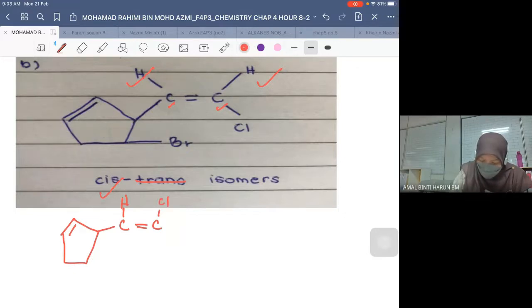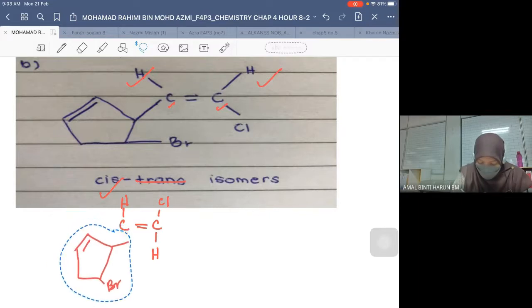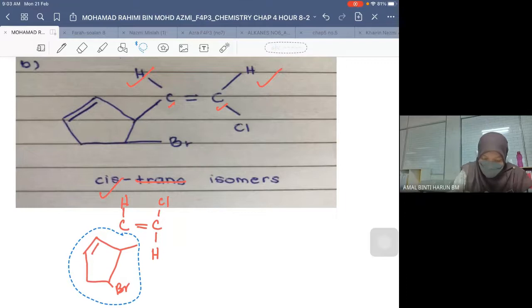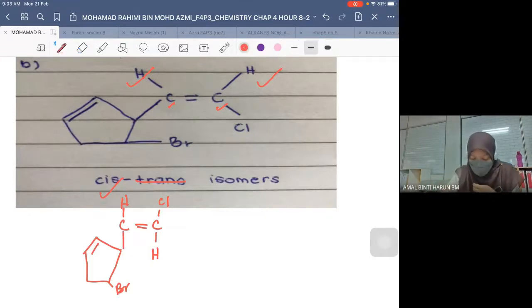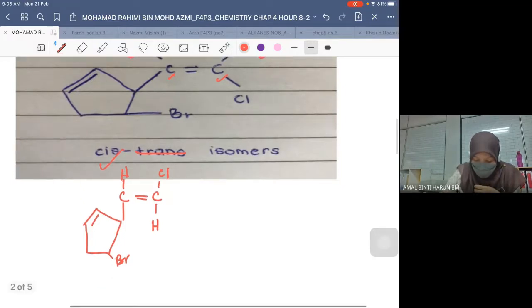CL. Okay, yang ni H dekat bawah, at the opposite side. Kita boleh adjust lah dia. Okay, next so ni trans lah. Trans isomer.